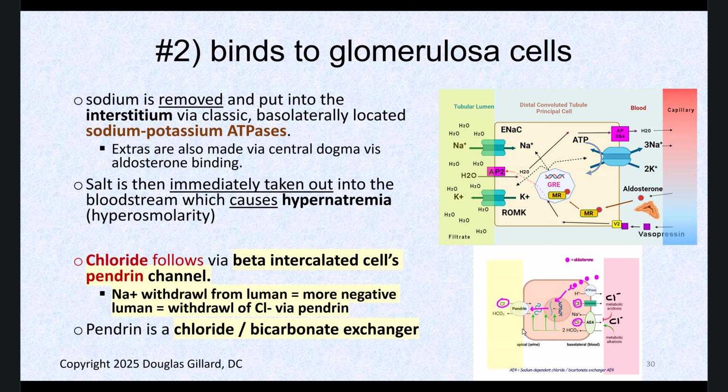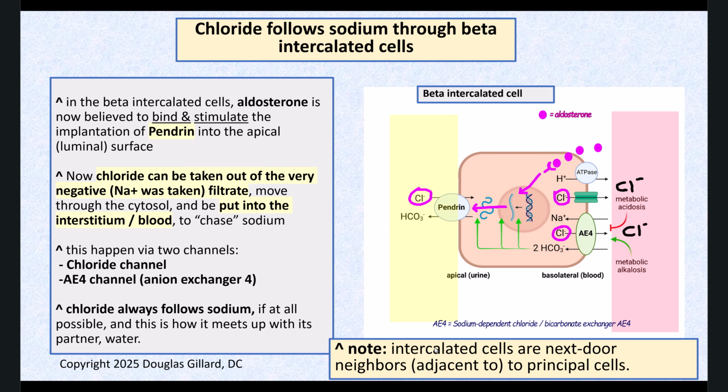So the only thing I want you to know for my test, I might say: chloride chases sodium through what channel and what cell? So you should know what chases. It has to go through pendrin, which is on the apical surface, and this is a beta intercalated cell. Pendrin is a chloride bicarbonate exchanger, but we won't worry about that. I'd be happy if you know that story. And here's everything that I just said. The basolateral surface has a chloride channel and an AE4 channel.